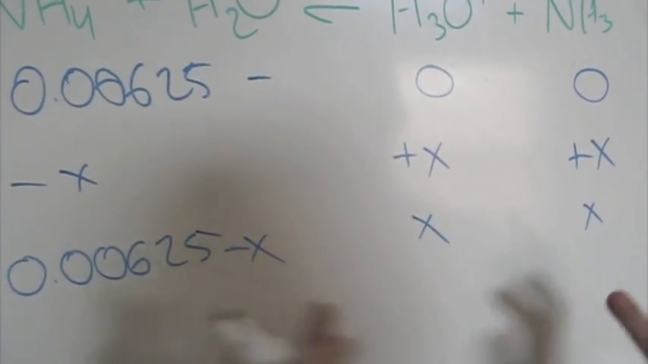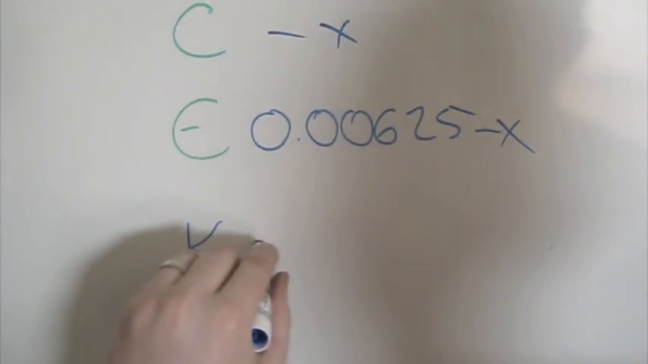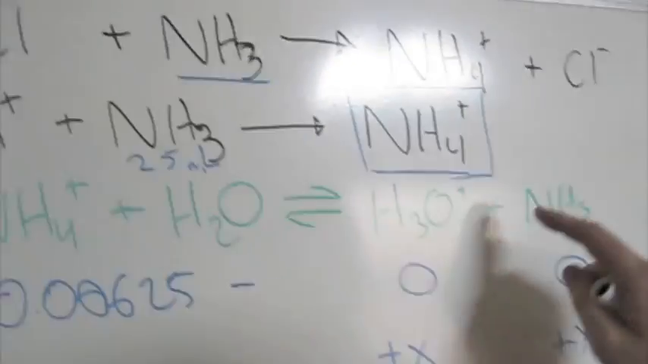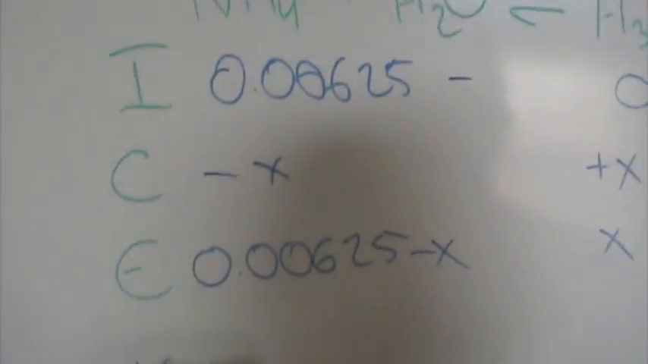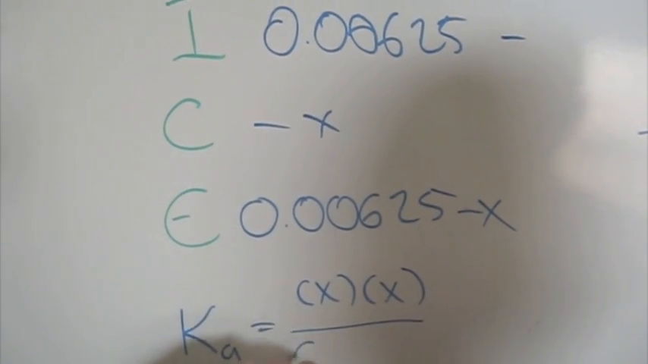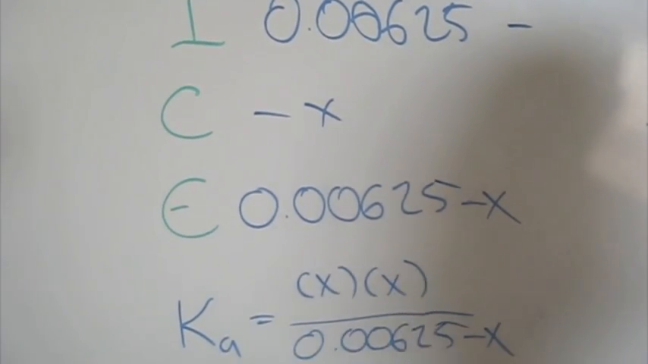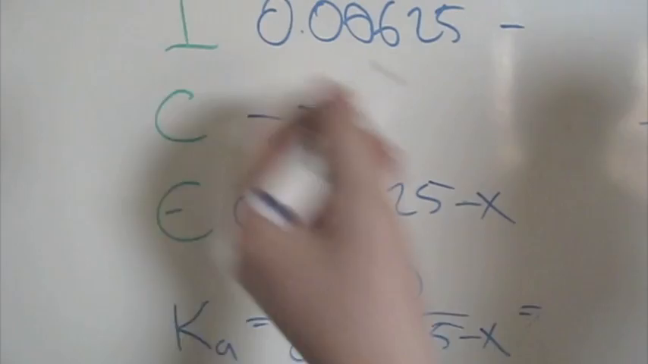So what we're going to do now is make our Ka expression. The Ka for this process would have the value of the concentration of hydronium times ammonia divided by this, which in this case is just going to be X times X over 0.00625 minus X. And we set this equal to the Ka value for ammonium ion.